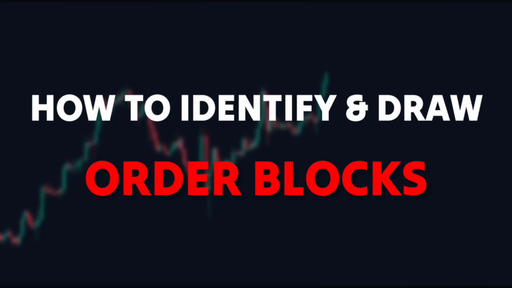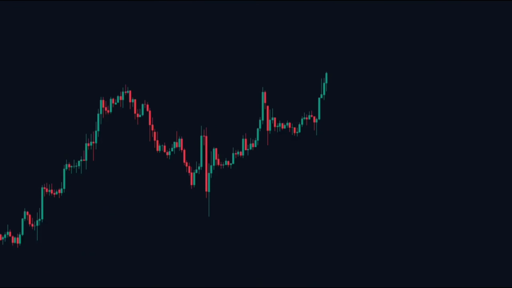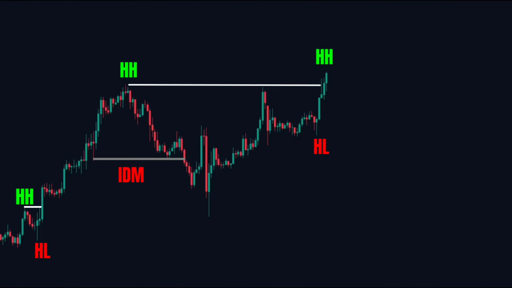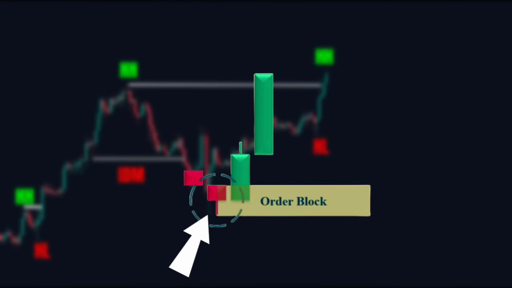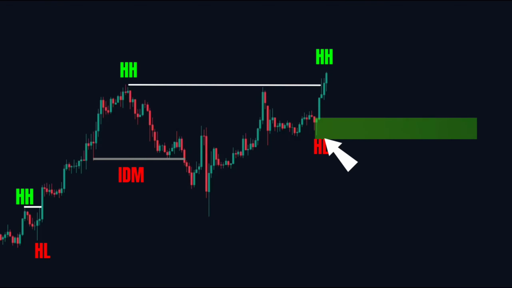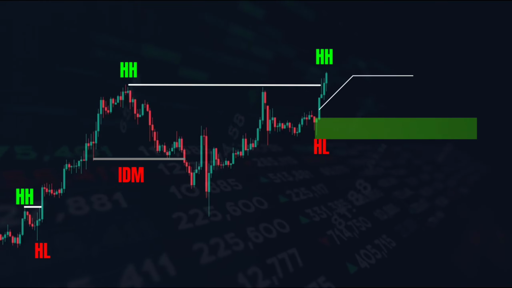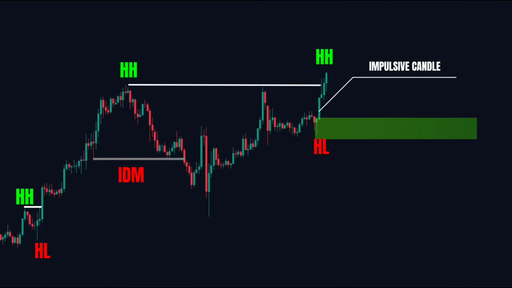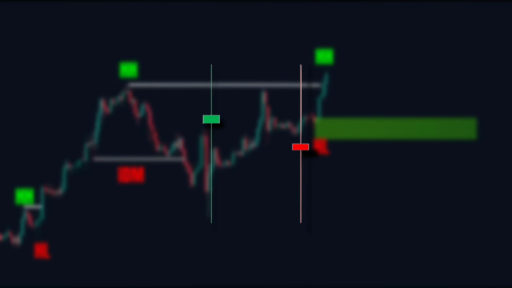But the real question is, how do you identify and draw order blocks? Let's break it down. If the market structure is bullish, like in this case, you need to find the last bearish candle before a strong upward move, especially if it has broken the recent structure. In our scenario, this candle is the perfect order block because this is the last bearish candle before an upward move, indicating that institutional traders have placed significant orders. However, the impulsive candle should not have very large wicks, as candles with such wicks are generally ineffective.